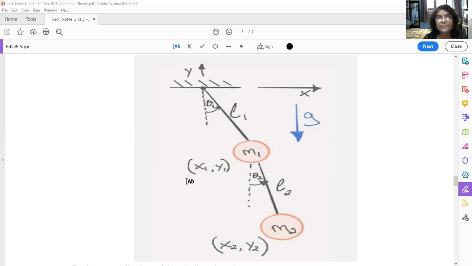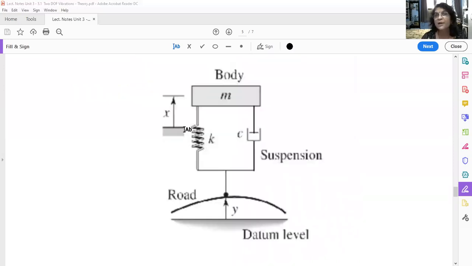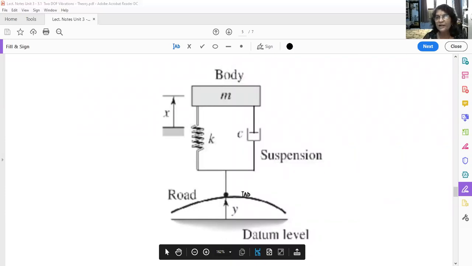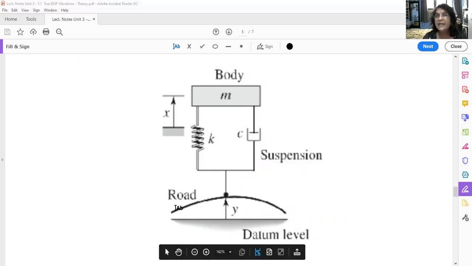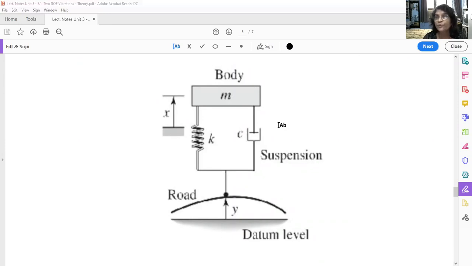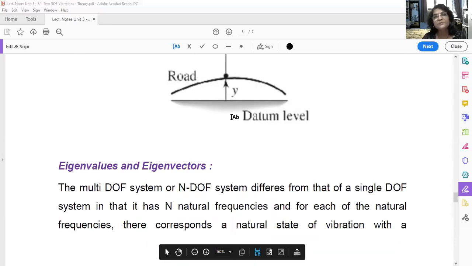Okay. Then the next example is an automobile. Imagine this is your car, which is going to pass over a speed breaker having a sinusoidal shape. So naturally the body will vibrate in an angular fashion, like this, because it is moving on a curved surface. Simultaneously, the body also has vibrations in the vertical direction. So it becomes a 2 DOF system, a combination of angular motion and translatory motion. Okay, so these were the examples of 2 DOF systems.